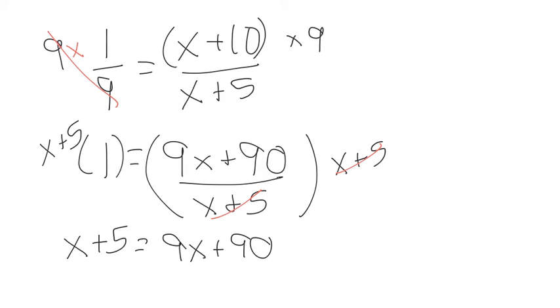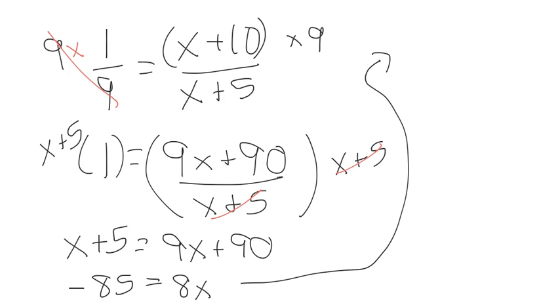Okay, and from this point we can solve the way we normally do. We have a linear equation in one variable. So we can subtract x from both sides and subtract 90 from both sides, and we have negative 85 equals 8x, just like that. And then we're going to go up here and solve this. So we have x equals negative 85 divided by 8.